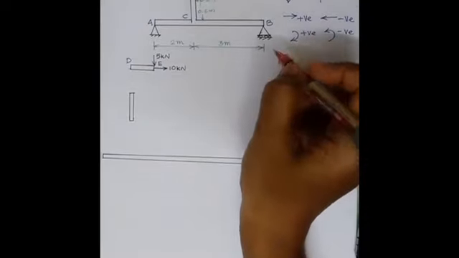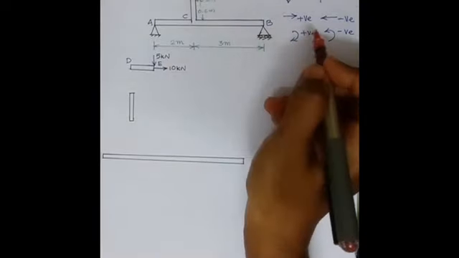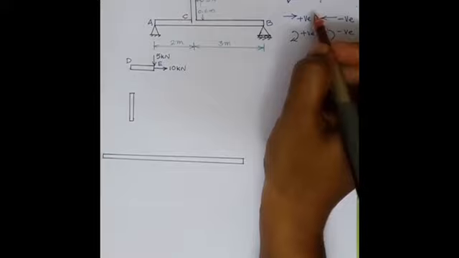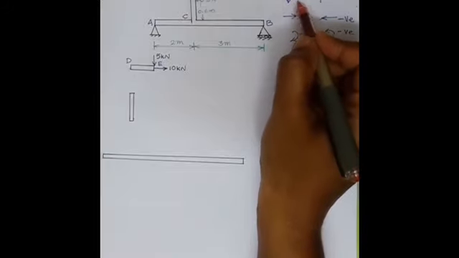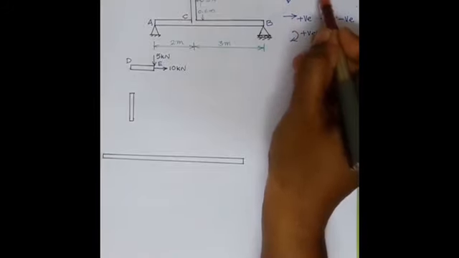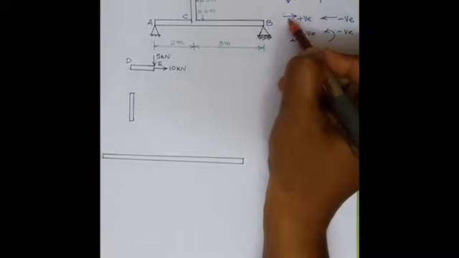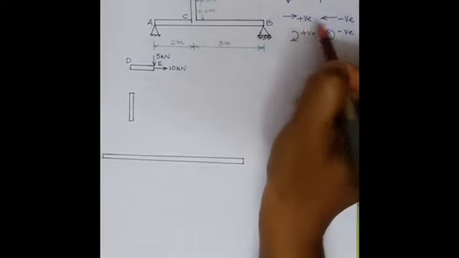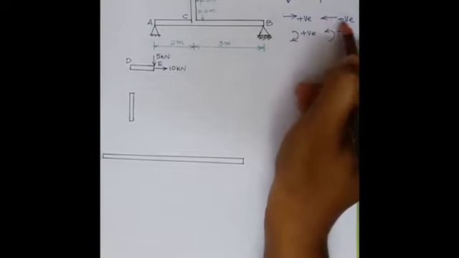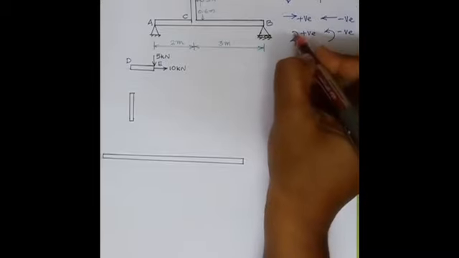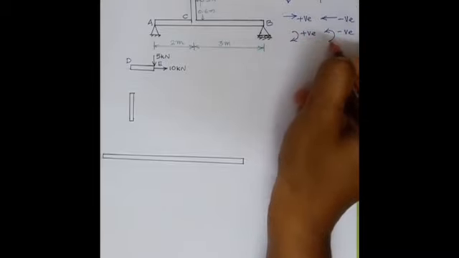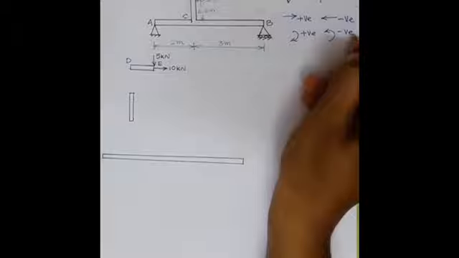Okay, we will learn how to draw the free body diagram of this beam. Now, what is the sign convention we are following? All the forces acting downwards positive, all the forces acting upwards negative, all the forces acting towards the right positive, all the forces acting towards the left negative, clockwise moment positive, and anti-clockwise moment negative.